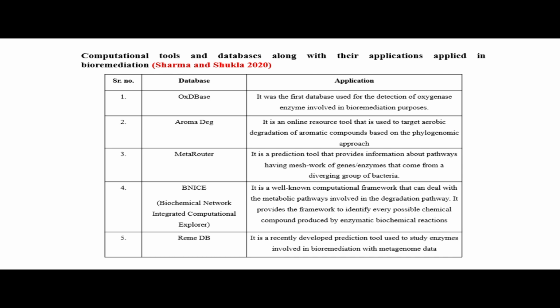BNICE is a well-known computational framework that can deal with the metabolic pathways involved in degradation. It provides the framework to identify every possible chemical compound produced by enzymatic biochemical reactions. Then RemeDB is a recently developed prediction tool to study enzymes involved in bioremediation and metagenomic data. So these are the 5 software tools you can use.